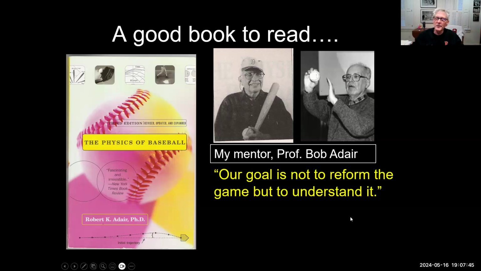The game itself has been played for 150 years. The players pretty well know how to play the game, and we're just trying to understand from a physics point of view what they already intuitively understand.